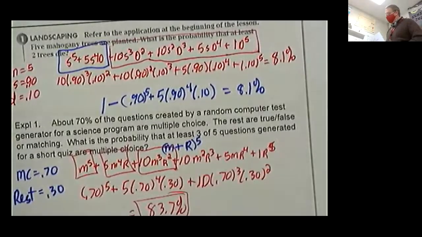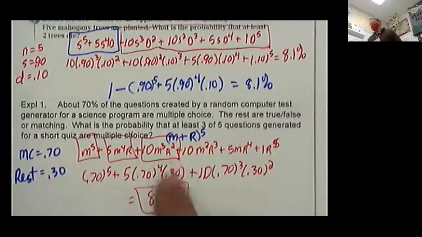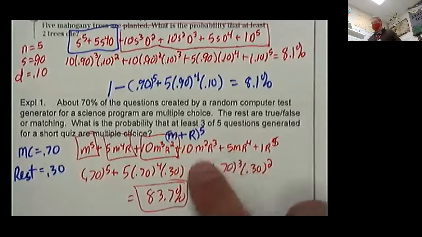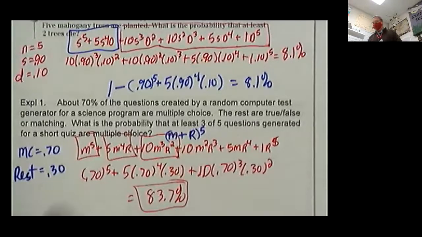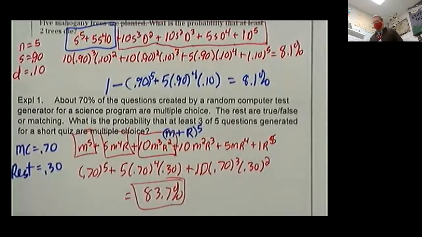Why is that such a big answer? Because multiple choice is the bigger percentage, so it makes sense that we're going to have a bigger percentage here. These other 3 are going to be really small because they're using more 0.30s, and these were using more 0.70s.